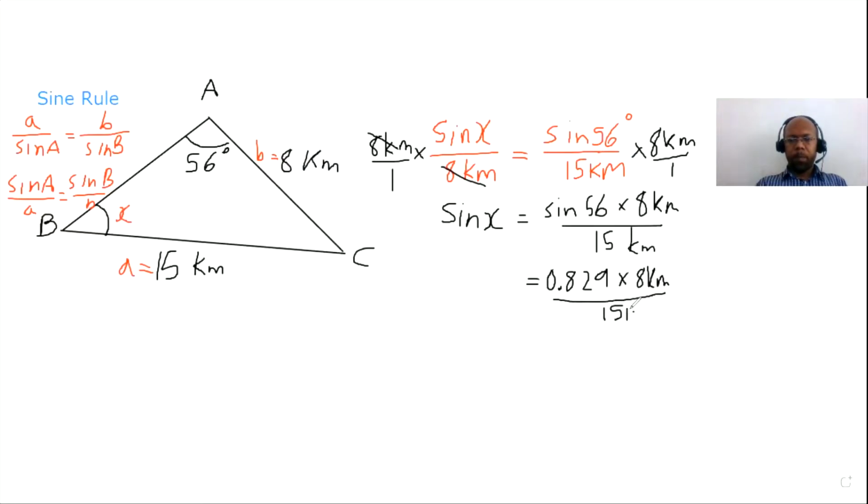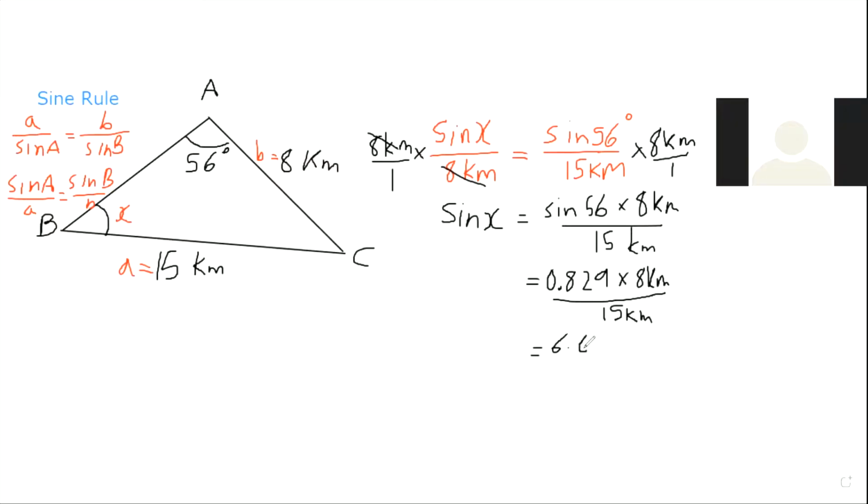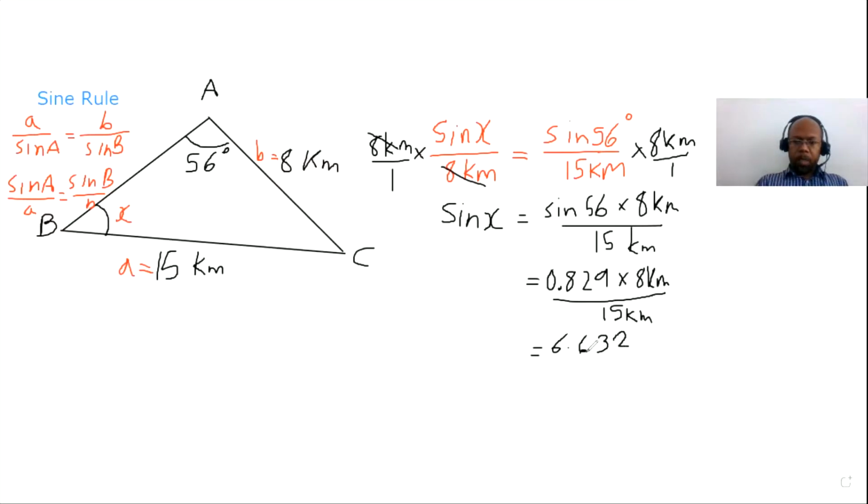Okay, and now what we want to do is multiply 0.829 times 8. What do you get? You get 6.632. All right, I got the same thing. And this is divided by 15 km. This is also still km, okay, guys?